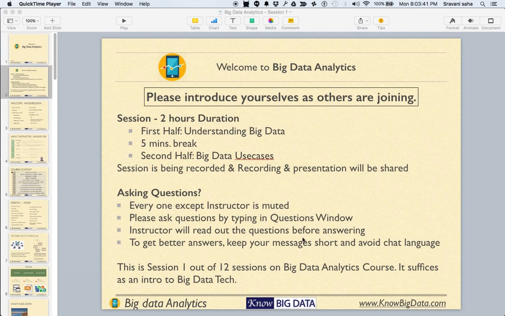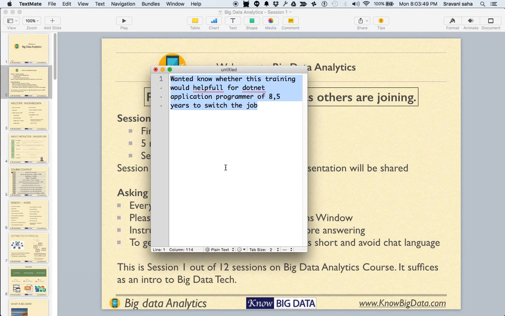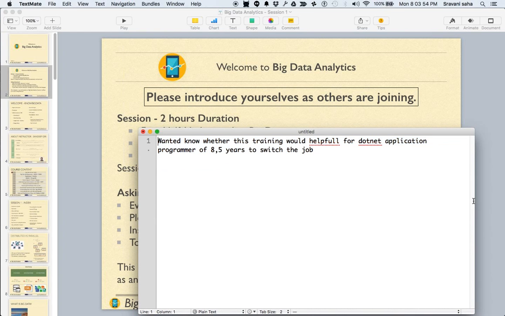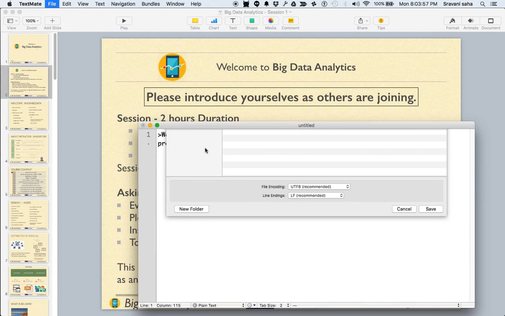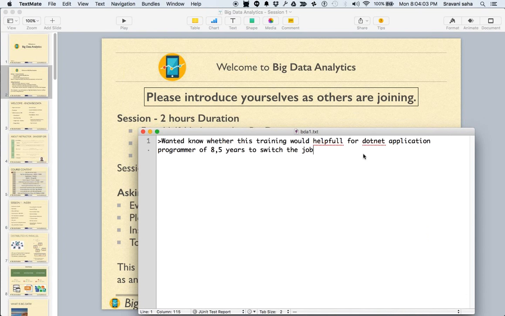Sairam's question is, wanted to know whether this training would be helpful for a .NET application programmer of 8 to 8.5 years to switch jobs. Let me copy paste these questions into the notepad so that we all can see it, and once you can see it, it'll be easier for you to grasp the context. Okay, so that's a question from Sairam.